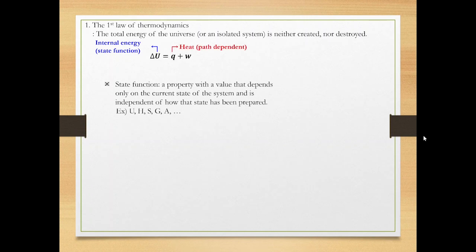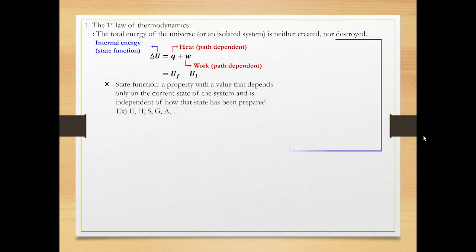Q represents heat, and W represents work. Heat and work are not state functions because the heat transferred and work done depend on the path. Conventionally, the symbol delta is used for a state function and represents change. So delta U is the change of internal energy, or simply U final minus U initial.